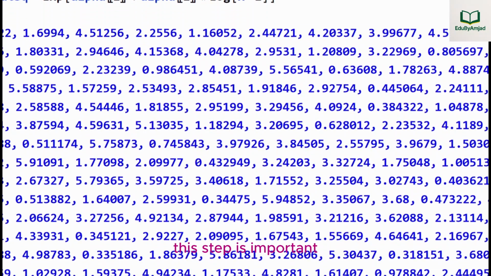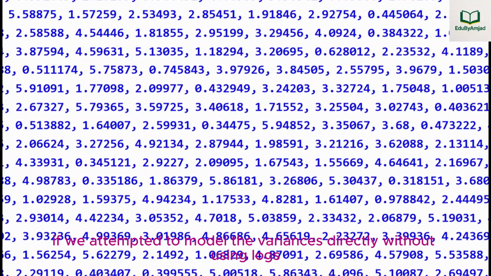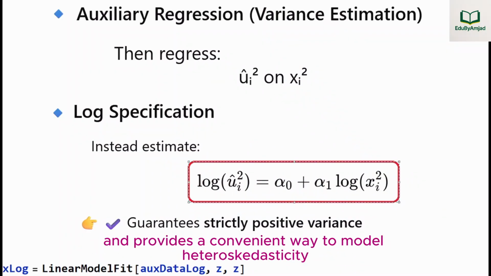This step is important. If we attempted to model the variance directly without using logs, we could obtain negative predicted values, which are not meaningful. Using the log transformation avoids this problem and provides a convenient way to model heteroskedasticity.